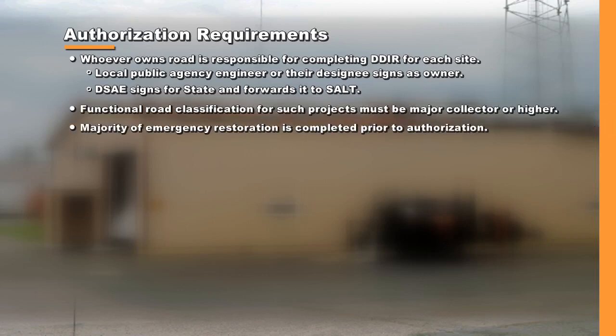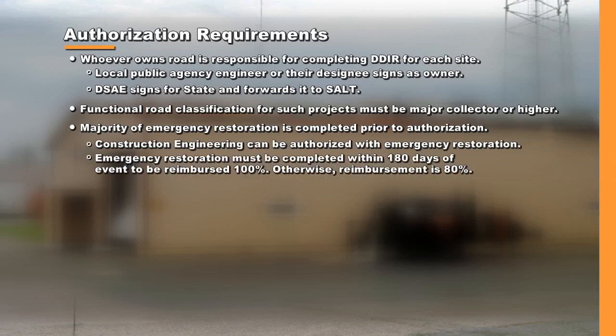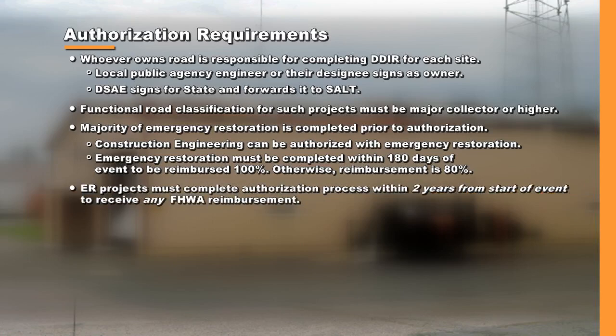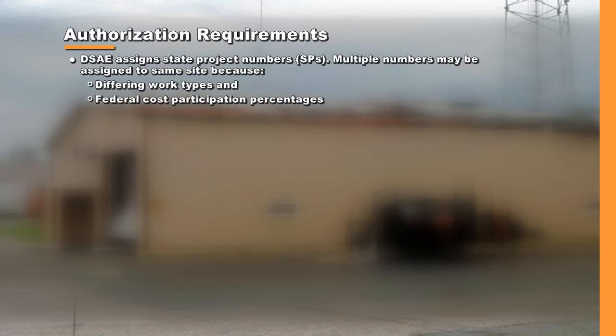The majority of emergency restoration work is done before being formally authorized. Construction engineering can be authorized with emergency restoration. Emergency restoration work must be completed within 180 days of the event to be reimbursed 100%. Otherwise, reimbursement is 80% or zero after 2 years. ER projects must complete the authorization process within 2 years from the start of the event to receive any FHWA reimbursement. The DSAE must assign 2 state project numbers, SPs, one for emergency and one for permanent projects.